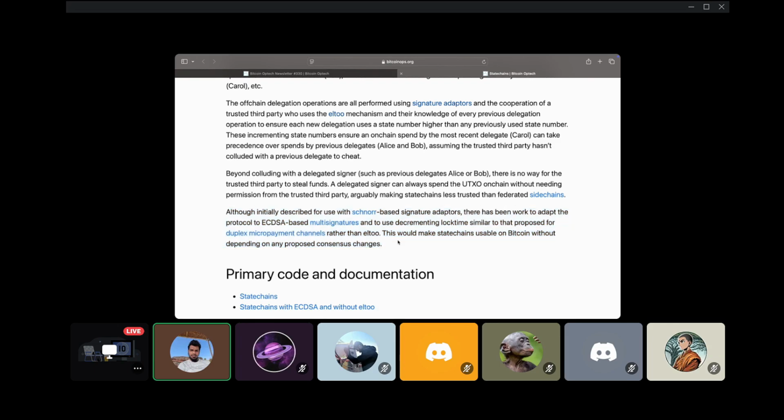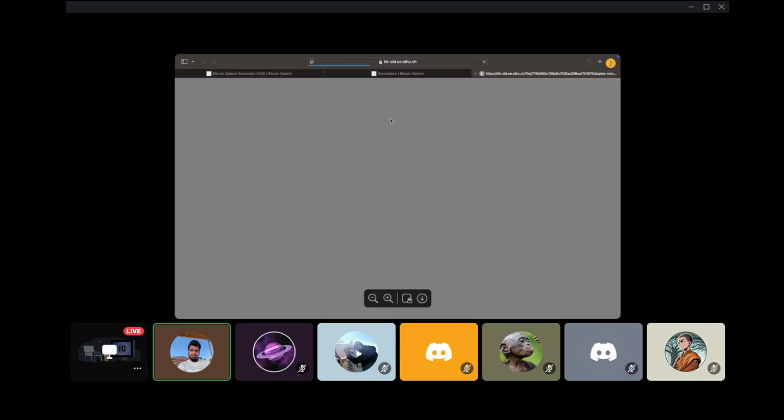We'll read this once again. Although initially described for use with Schnorr-based signature adapters, there has been work to adapt the protocol to ECDSA-based multi-signatures and use decrementing lock time similar to that proposed for duplex micropayment channels rather than L2. This would make state chains usable on Bitcoin without depending on any proposed consensus changes. We know what ECDSA-based multi-signatures are, and we also know what duplex micropayments are. We covered them recently. Let's just go through them briefly and then we'll summarize.